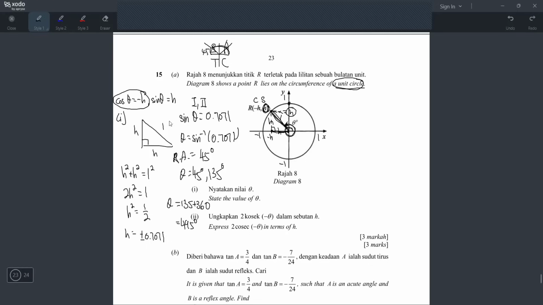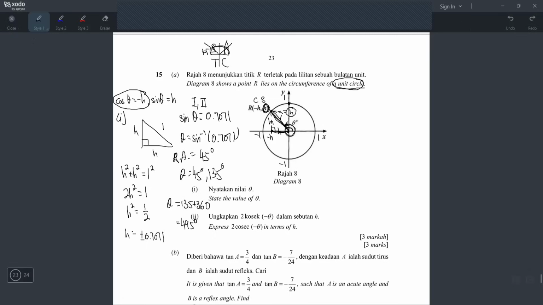One more thing I want to mention, for those students that want to use this, cos theta equals negative H, which is negative 0.7071. Make sure you don't press the negative, and then you will get the same answer also. But you have to consider the quadrant, because cos negative is 2 and 3, right? And then I think you will end up choosing the second quadrant also. So if you want to do it like that, can also, you'll get the same answer, right? But for me, I'll just do it like this.